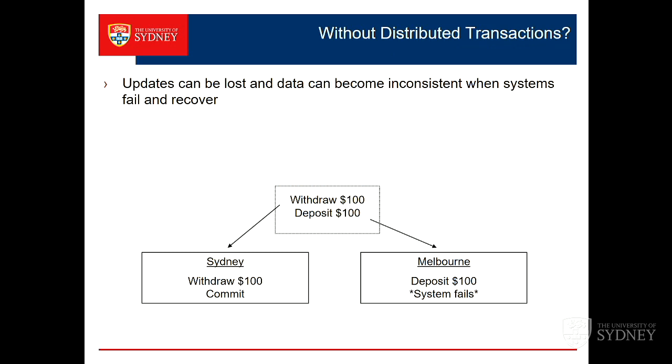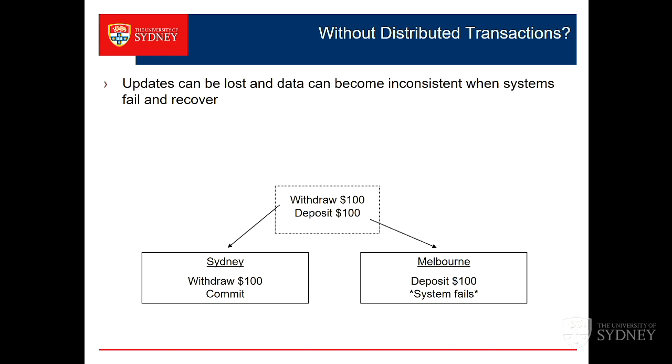So without distributed transactions, we're going to write an application that's going to move $100 from one account to another account. It sends a message across to the Sydney system saying, take $100 out of that account, and that's a bit of application code, transactional. So it says, withdraw the $100, commit. The Sydney system is now locked in that $100 is gone. It's a committed transaction. Then we send Melbourne a message saying, deposit $100 in the account in Melbourne.